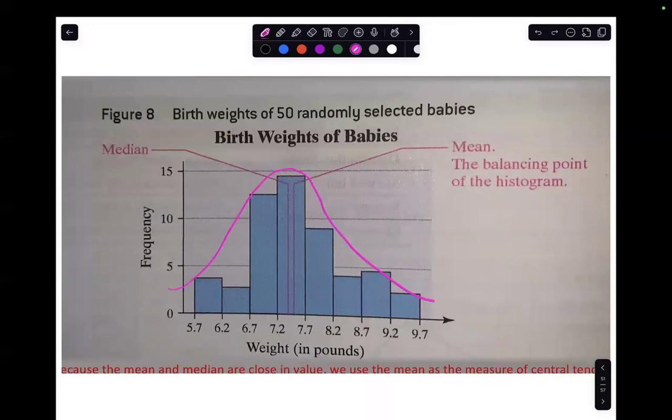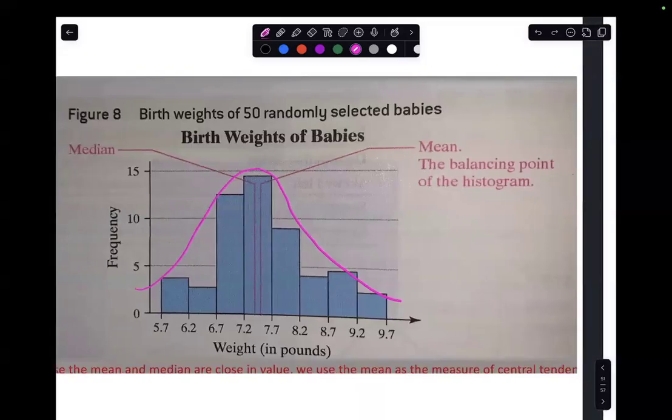As I said, statisticians don't deal in absolutes, so this is close enough. It kind of depends on how important what we're doing is. If we're building the space shuttle, we want everything to be perfect. But if you're just trying to figure out something about birth weights in babies, you're probably okay with a little bit of slight right skew. All right, questions about that comparison before we move on?